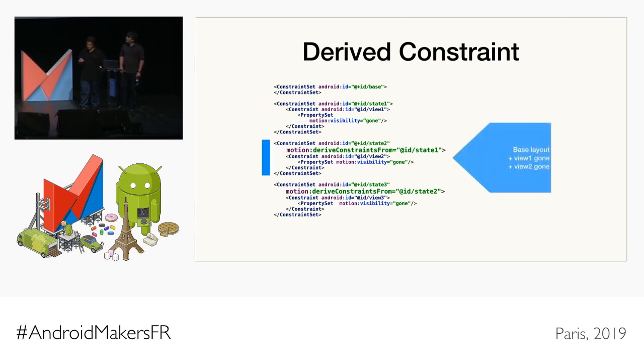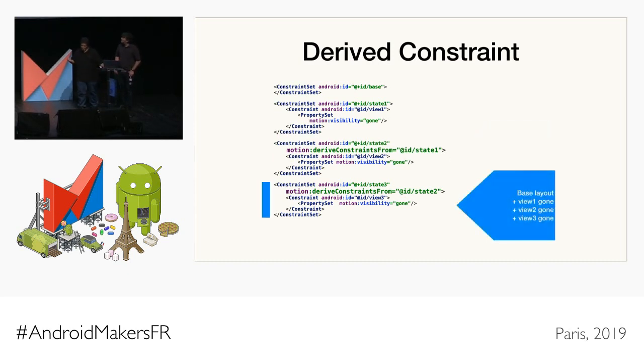But now you can add this derived constraint from, and so it's taking the state 1 state and adding something to it. Now remember, a constraint set represents the entire state. It's not a change. This is just allowing you to dynamically build up that state in the file.